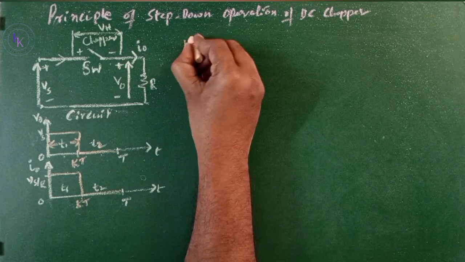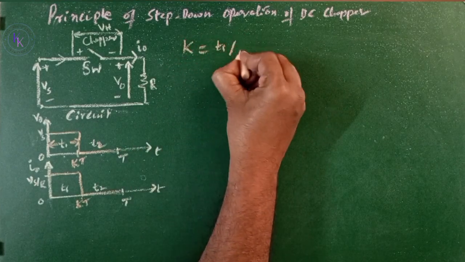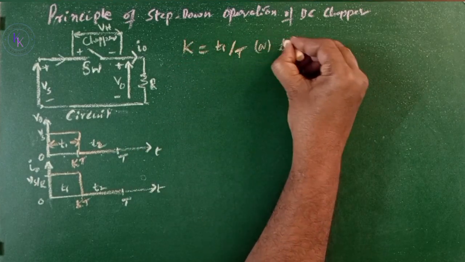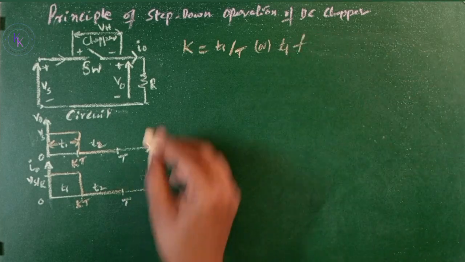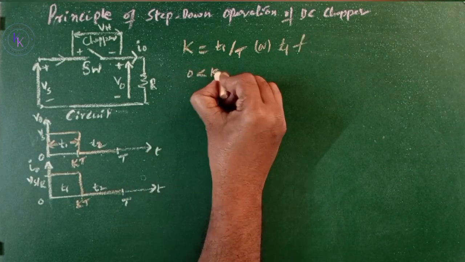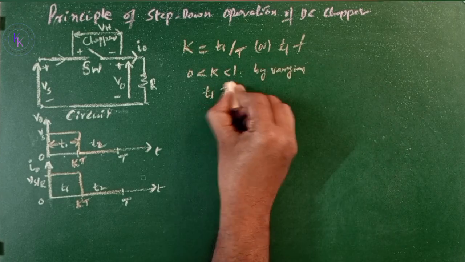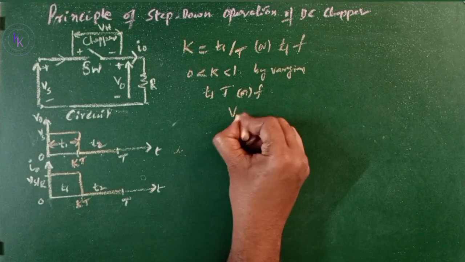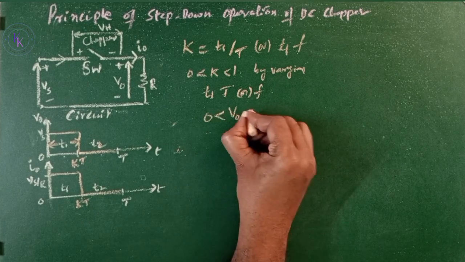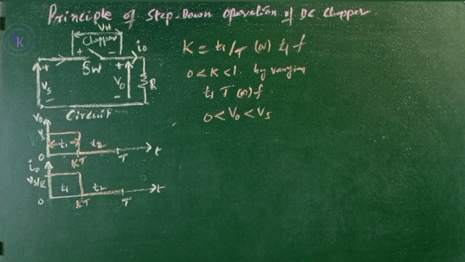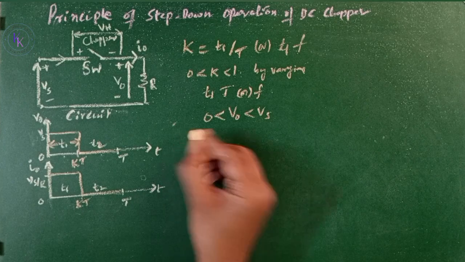As the duty cycle k equals T1 by capital T, or T1 multiplied by the chopping frequency f, k can be varied between 0 and 1 by varying T1, T, or f. Output voltage V0 can be varied between 0 and Vs by controlling the duty cycle k, and the power flow can be controlled. We have two types of controlling methods.